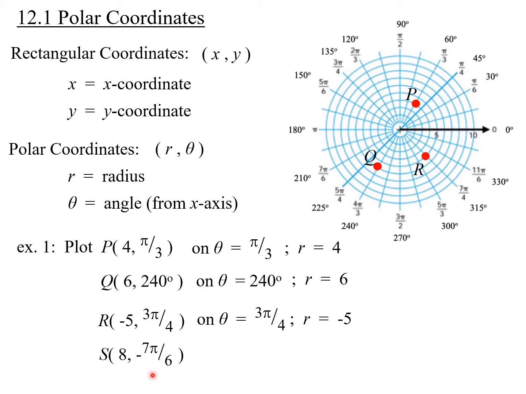Finally, let's plot this point: 8, -7 pi over 6. Now, considering direction first, I'm going in the negative direction 7 pi over 6 units, radians, and that lands us right along this line. That's -7 pi over 6. And then we're going 8 units from there in a positive direction. So that's going to land us right there. So these are how to plot points using polar coordinates.